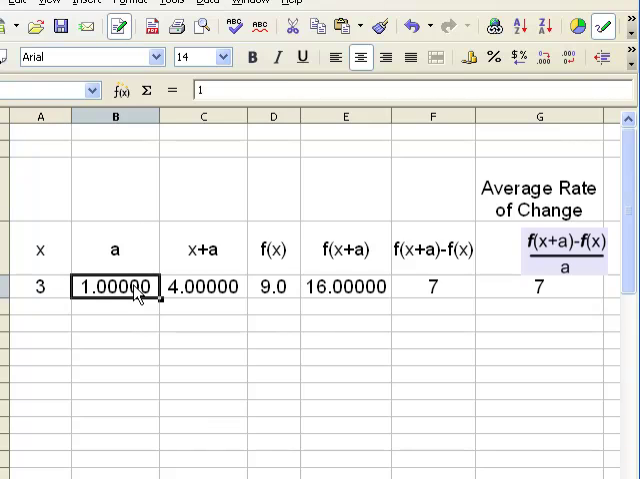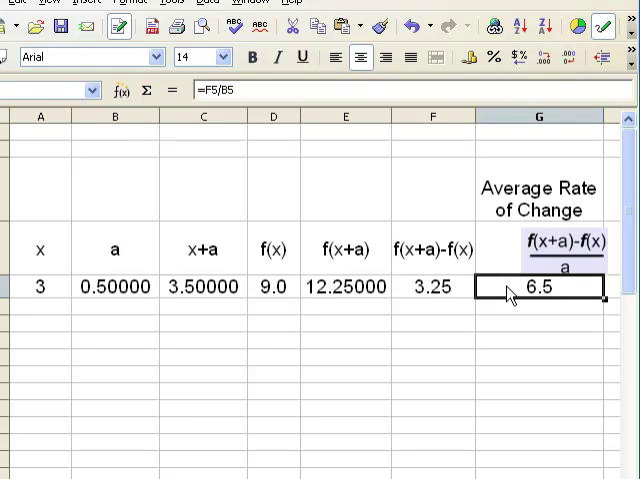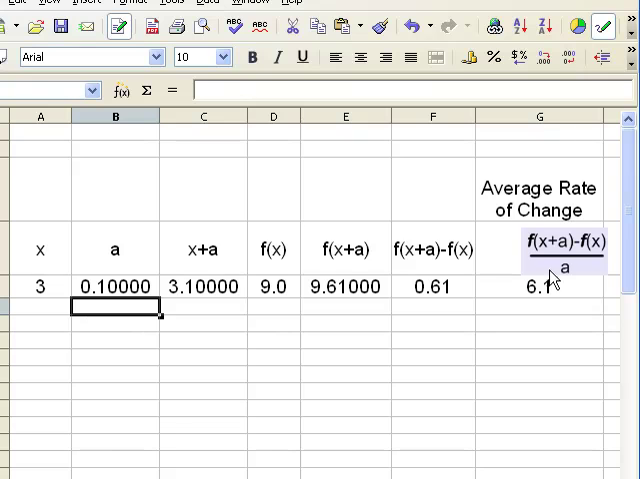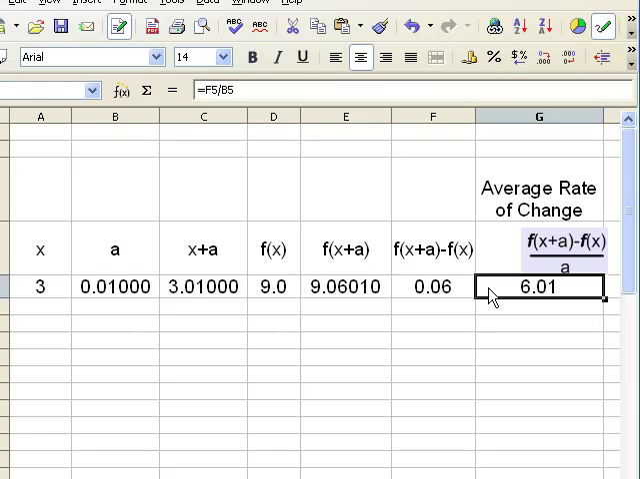So on my spreadsheet calculator, when x equals 3, I'm going to be changing my a value to, say, 0.5, and I'm going to have a look at what happens to my slope here. And then I can change my a value down a little bit more. I can go down to 0.1 and see what happens to my slope here. Now it's 6.1, and if I go to 0.01, I can see it's just probably going to be around 6. That's going to be the slope of my tangent.